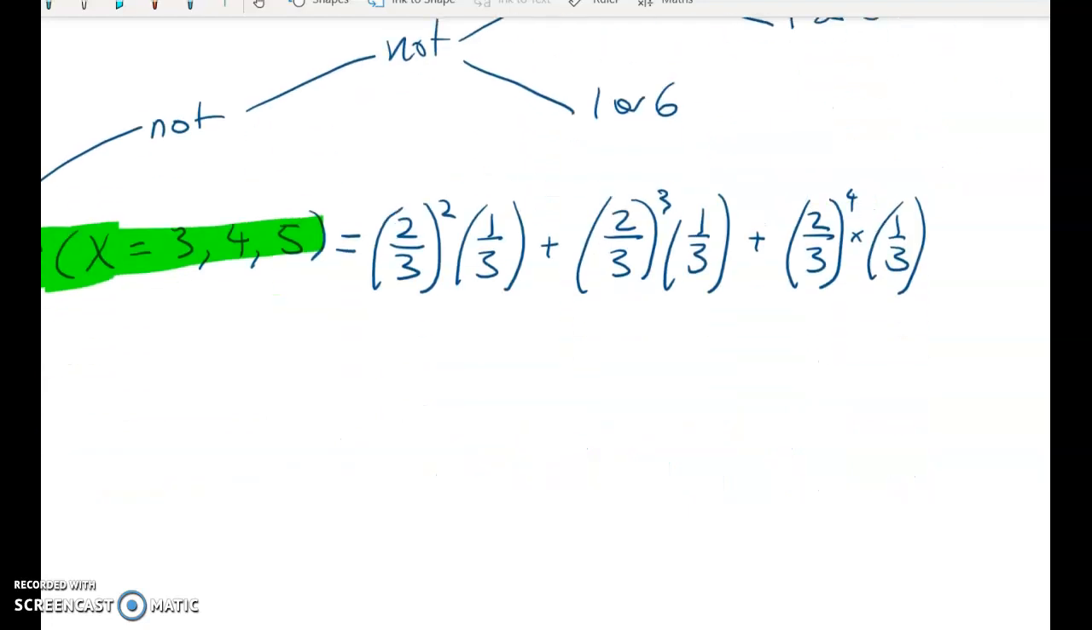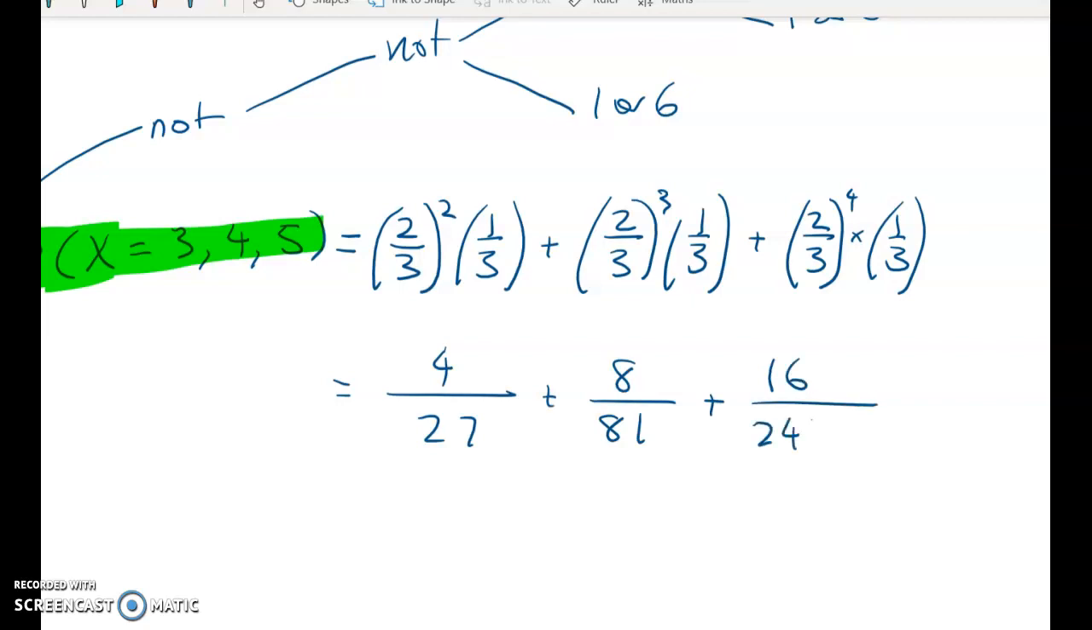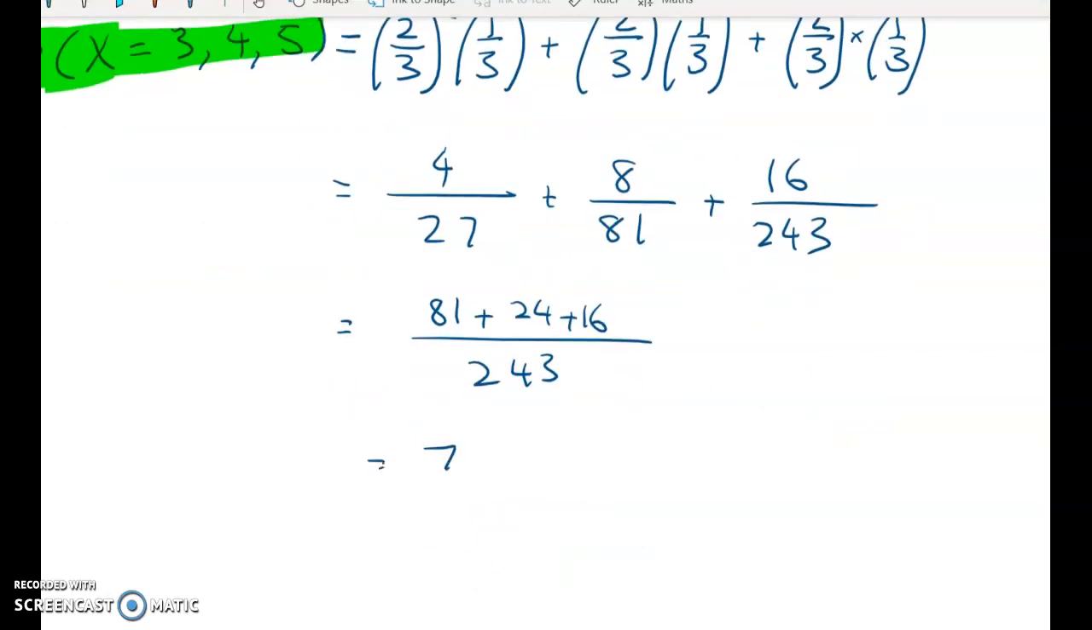Now you weren't asked for an exact value here, but I just naturally will do this with fractions. So we've got 2 squared is 4, so 4/27 plus 8 over 3 to the power of 4, which is 81, plus 16 over 3 to the power of 5, which is 243. Cleaning that up, we get this. So we get 81 plus 24 plus 16 over 243, which gives me 76 over 243, or 0.313, to 3 significant figures.